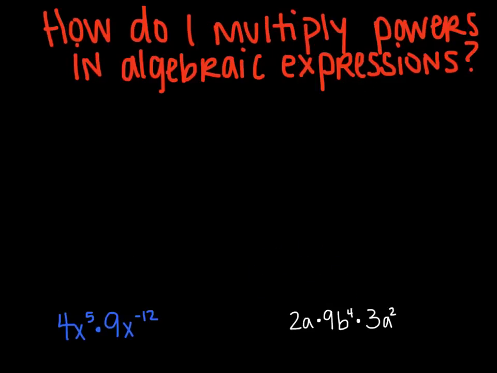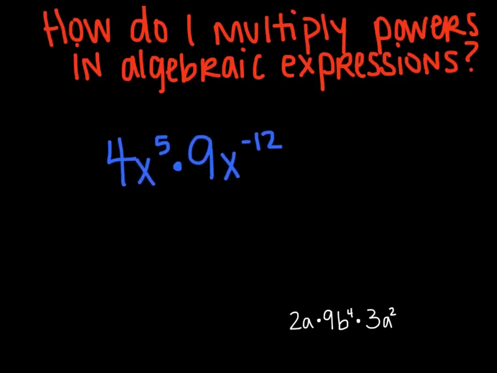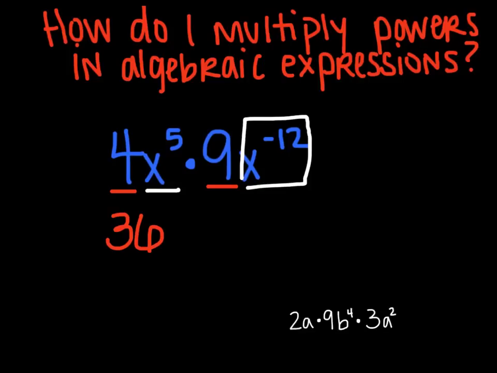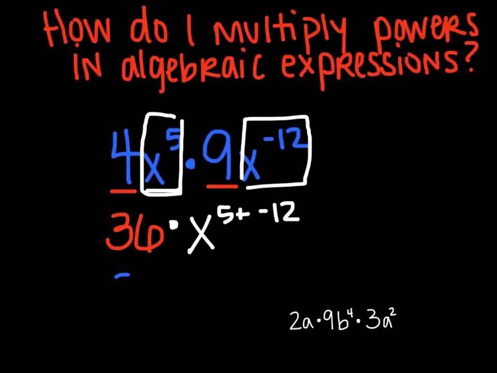Algebraic expressions will sometimes have powers being multiplied, and you're going to have to work with those. The first example here is 4x to the 5th times 9x to the -12th. And because we're multiplying, we're going to multiply the 4 and the 9 together, and that will give us 36. And then we have our x to the 5th and x to the -12th that we're multiplying together. We know that we add, so x to the 5th plus the -12 there.